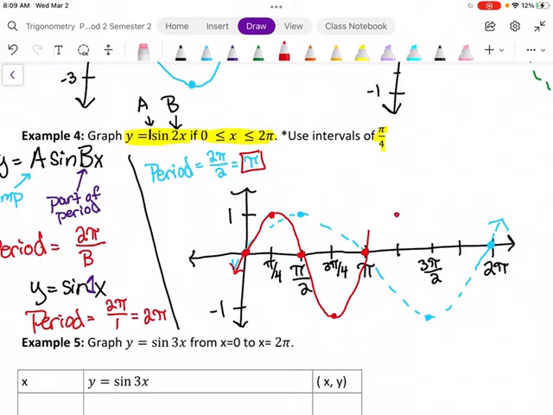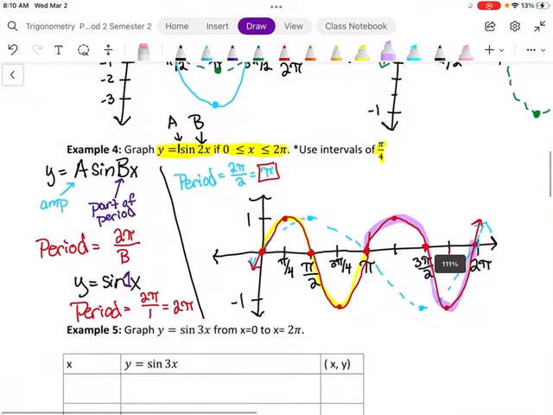We have to go up 1, down to 0, down 1. Oh, that's in the wrong spot. Down to -1, and then back up to 0. And there is our new graph. And this one has a period of pi. And because it has a period of pi, we have 2 full cycles between 0 and 2 pi. One cycle is highlighted in yellow, and then the second cycle is highlighted in purple. So we get 2 full cycles there.